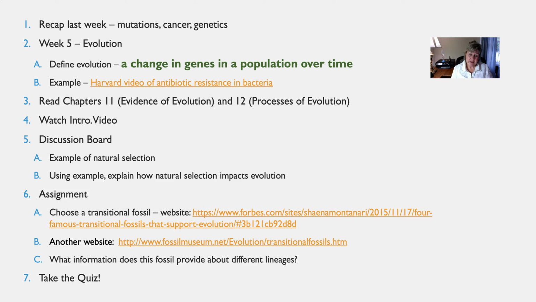Using this example that you've chosen, you can think of one in your life, or you can look one up. That's perfectly fine. Using this example, explain how natural selection impacts evolution. So how did the elimination of that albino squirrel impact the evolution of the squirrel population?